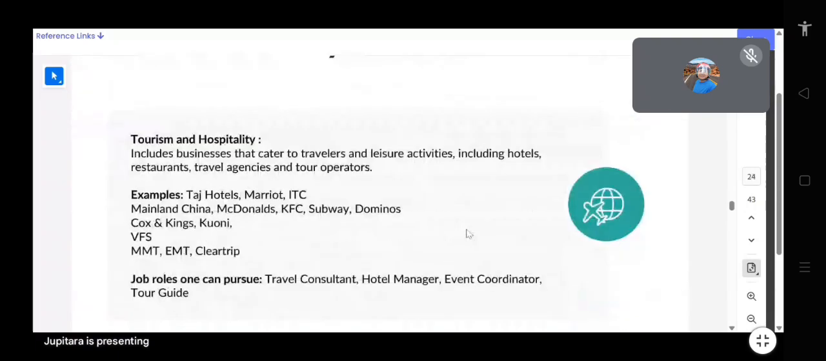Tourism and hospitality. In tourism and hospitality, you have hotels, restaurants, travel agencies, and tour operators. You can be a travel consultant, hotel manager, event coordinator, tour guide. Then also you can go for general roles here, such as HR manager, marketing manager, sales manager, or supervisor. All these kinds of job profiles you can go for in the tourism and hospitality sector.